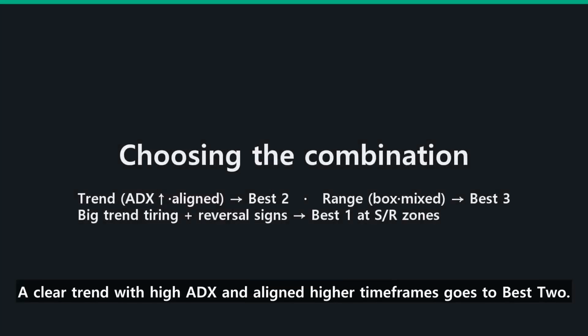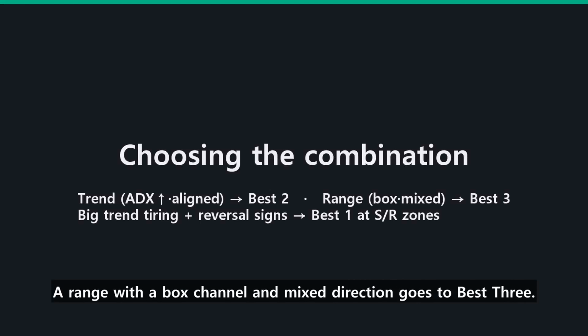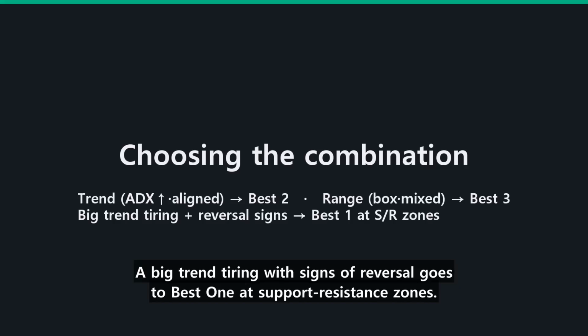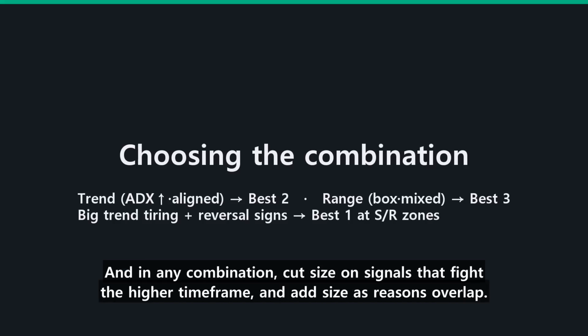To summarize, a clear trend with high ADX and aligned higher timeframes goes to best 2. A range with a box channel and mixed direction goes to best 3. A big trend tiring with signs of reversal goes to best 1 at support resistance zones. And in any combination, cut size on signals that fight the higher time frame, and add size as reasons overlap.